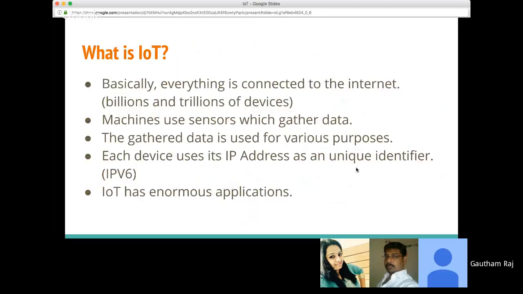And each device uses its IP address as a unique identifier. Here we use IPv6 addresses, because IPv4 is just 32-bit addressing, like a maximum of 4.3 billion addresses will be possible. But IPv6 uses 128-bit addressing. In IPv4 we have just numerical combinations, whereas in IPv6 you have hexadecimal values. We all know what hexadecimal value is. So a maximum of 3.4 times 10 to the power 38 devices will be possible. So many addresses will be possible in IPv6.